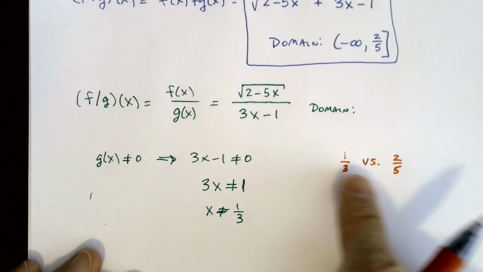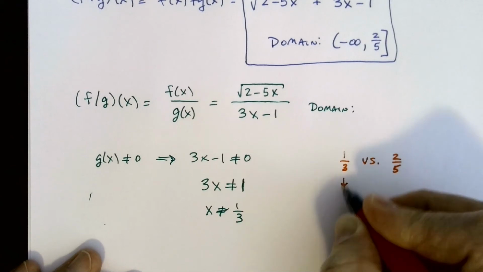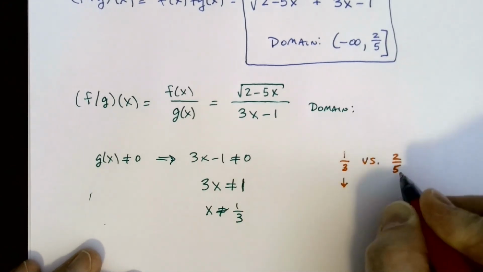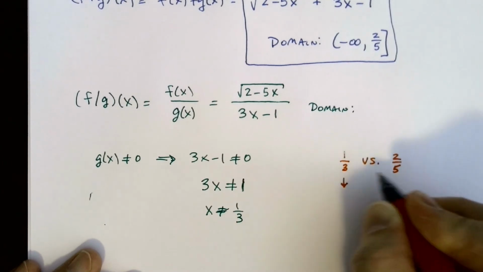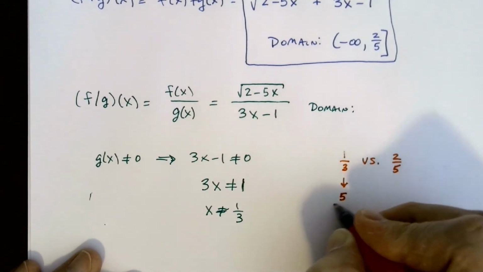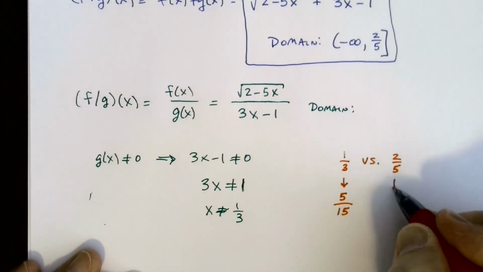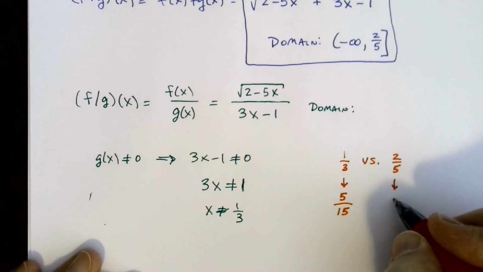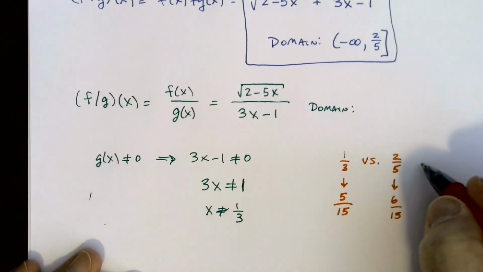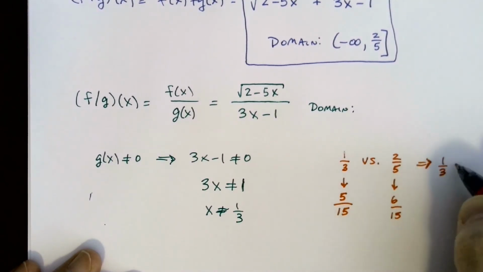You can also do it by getting over a common denominator, right? So 1/3 is the same as what? With 3 and 5, the least common denominator would be 15, correct? Because they're both prime, 3 times 5 is 15. So 5/15 if I multiply top and bottom by 5. And this would be what? Multiply top and bottom by 3, 6/15. And so clearly, you see that 1/3 is indeed less than 2/5.